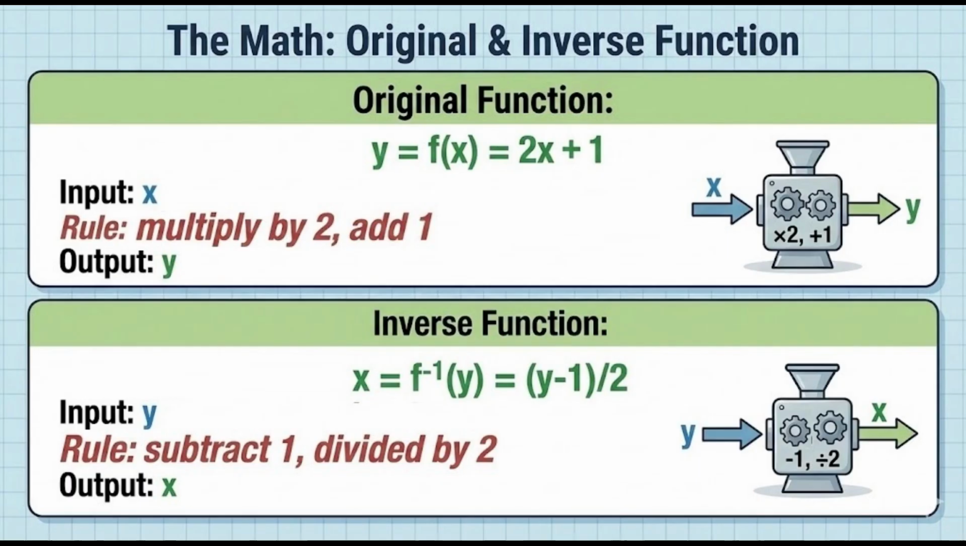Let's compare a function and its inverse using the same machine idea. The original function is y equals 2x plus 1. You start with x, multiply by 2, then add 1, and out comes y. Now run the machine backwards. The inverse takes y as the input, subtracts 1, then divides by 2. That gives x equals (y minus 1) over 2. Same machine, opposite direction. That's exactly what an inverse function does.